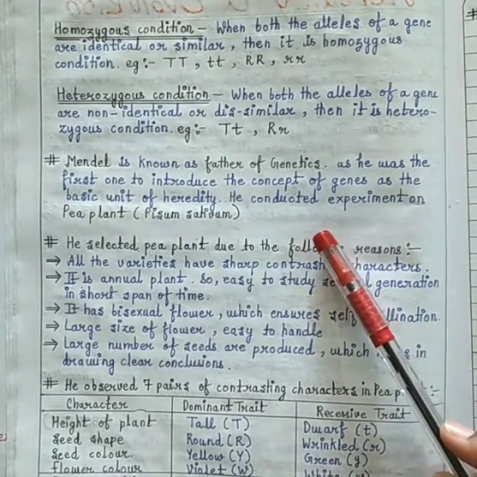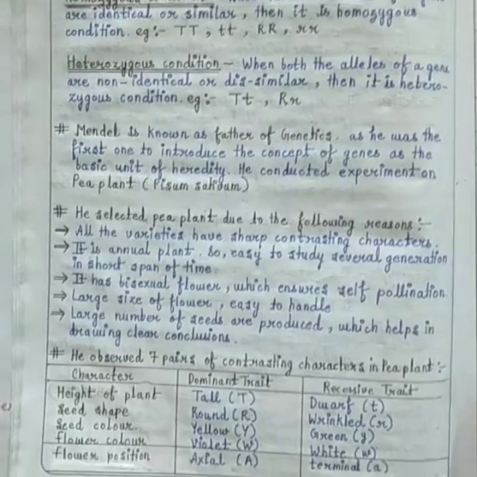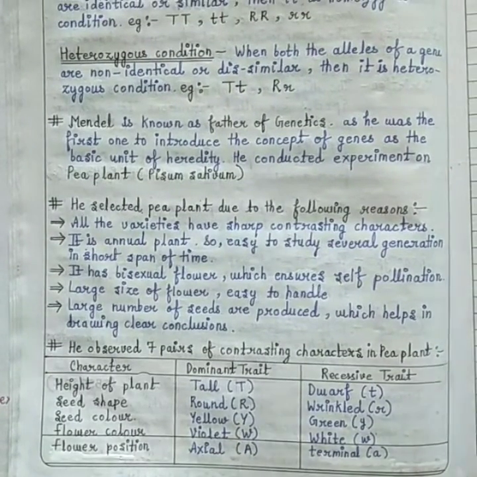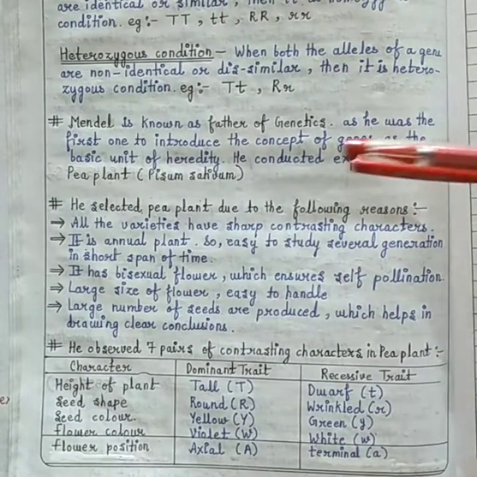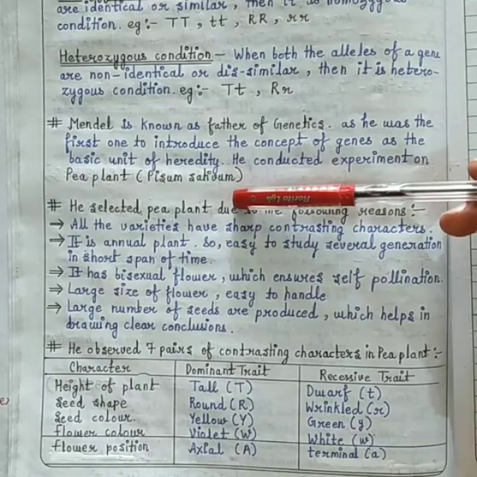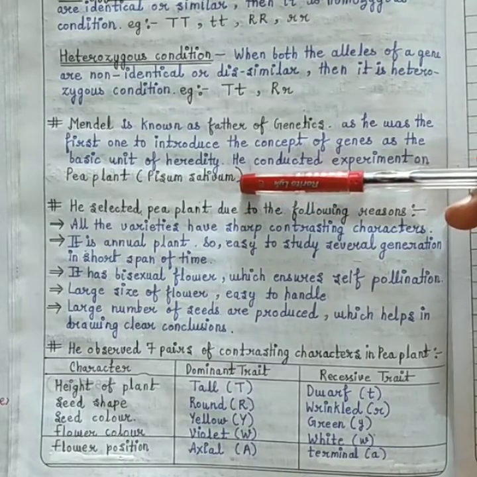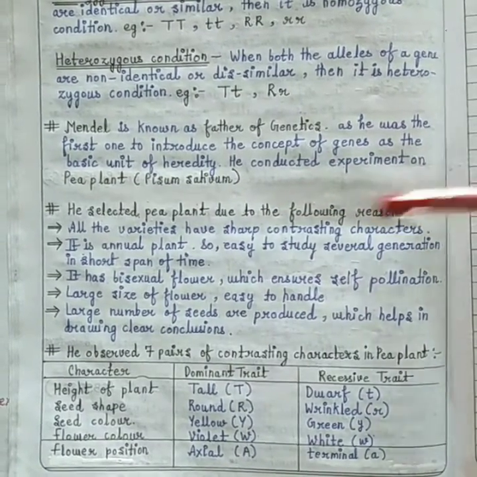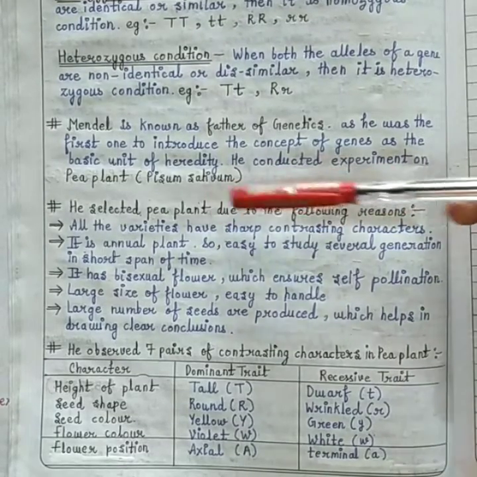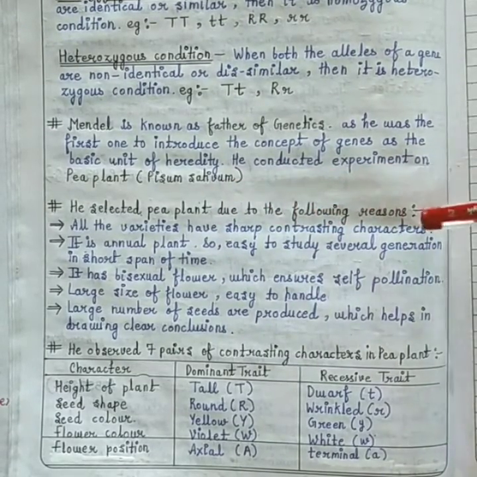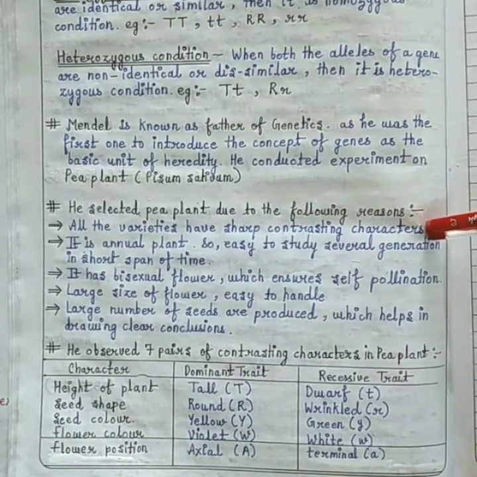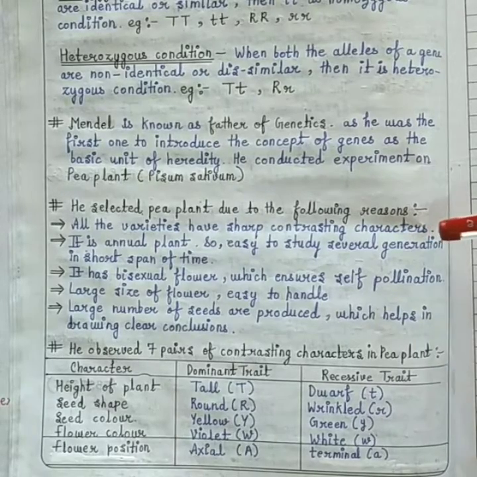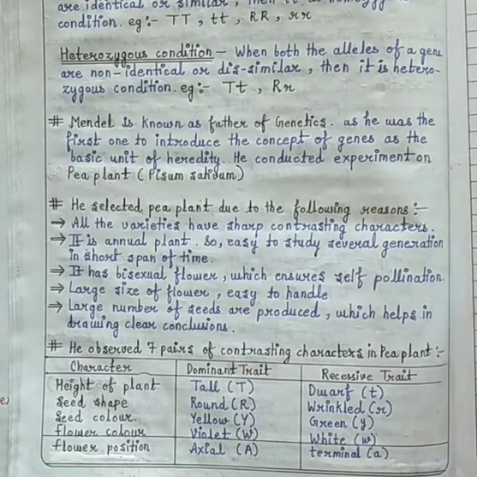We'll discuss it within a few minutes. Let's move ahead and discuss why he selected pea plants. Why did Mendel select pea plant? There might be some reason that he only selected pea plant for his experiment. The first thing is that all the varieties have sharp contrasting characters. The first reason for selecting pea plant was that all the varieties of pea plant available have sharp contrasting characters.